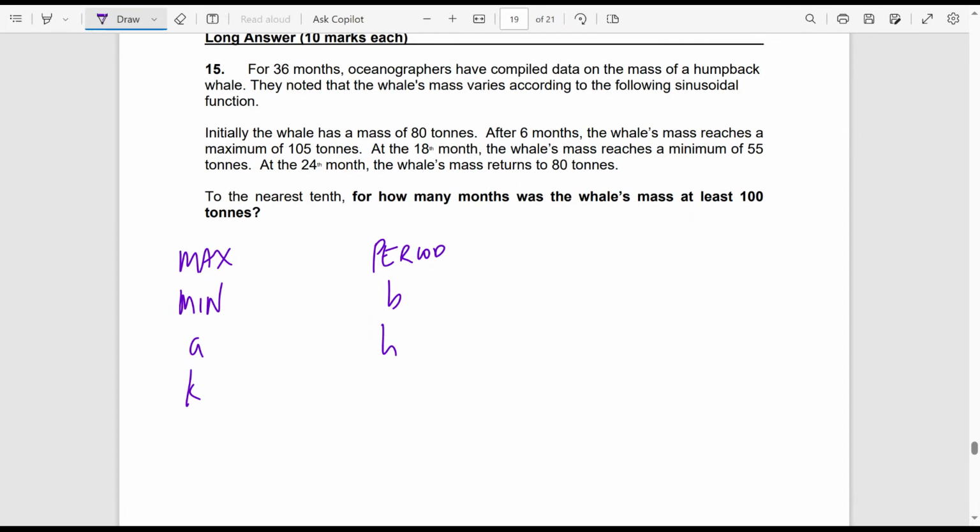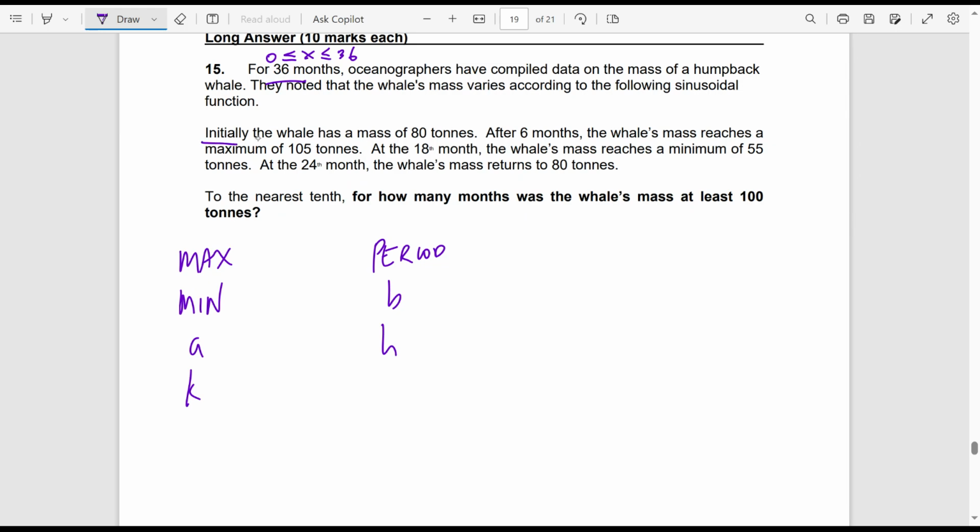For 36 months, oceanographers have compiled data on the mass of a humpback whale. So 36 months is just a time period. Do you remember that question where it was talking about between 0 and 16? This one's basically saying we're looking within a range of 0 and 36. They noted that the whale's mass varies according to the following sinusoidal function. So the 36 months is not the period, it's just the time period at which we're looking at its weight.